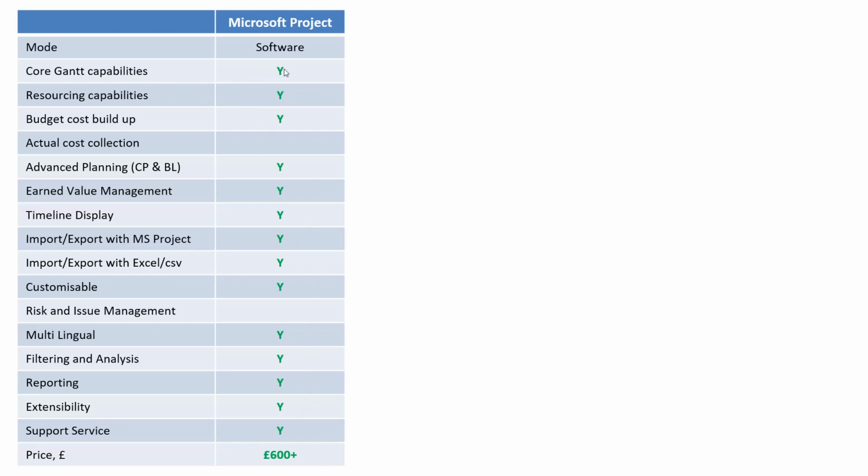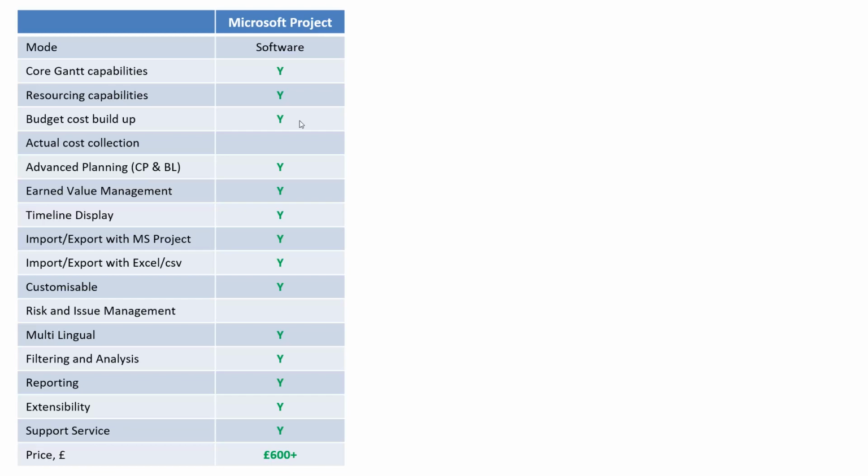Core Gantt capabilities, running a Gantt chart, setting up tasks and dependencies and things like that. Yes, of course it has that. They all have that. We wouldn't be talking about them otherwise. Resourcing capabilities, assigning resources to your tasks, etc. Yes, of course it has that. And not only does it have that, but it has lots of different options for resource leveling against tasks, or resource setting against tasks. So it's really quite rich in that area, and it allows you to support budget cost build-up, so assigning costs against the resources and fixed costs as well, and building those up into the overall cost of a project.